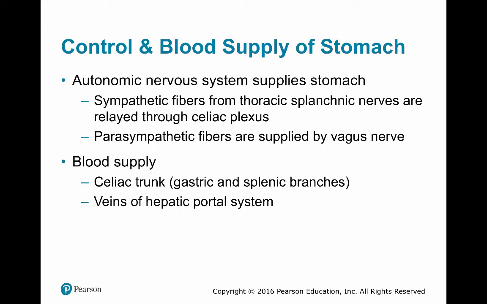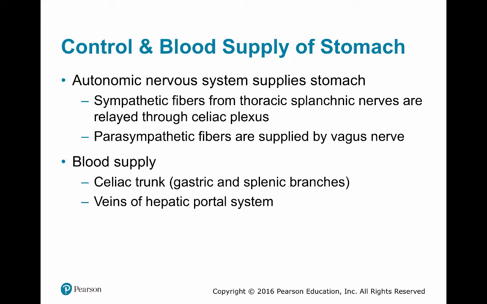So that gives you an idea of how the stomach works and what we're going to be talking about this time: the control and the blood supply of the stomach. The autonomic nervous system supplies the stomach. You have sympathetic fibers that originate from the splenic nerve in the thorax and are relayed through the celiac plexus to help control the stomach.